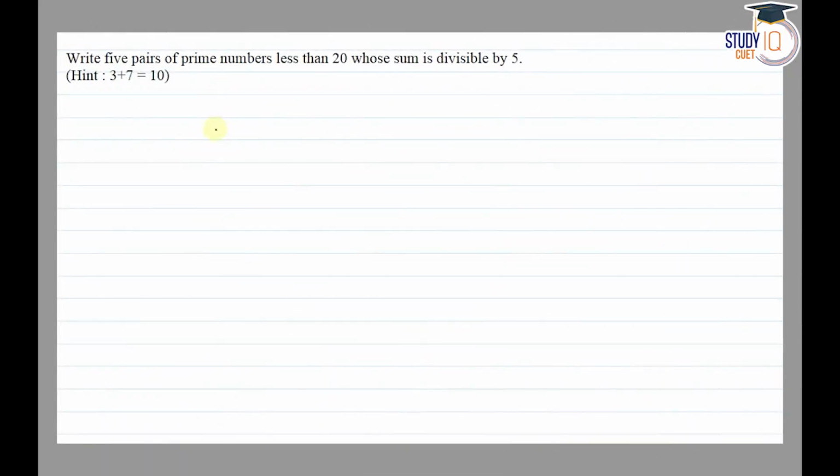Hello everyone, this question appears in the Class 6 NCERT chapter of Playing with Numbers. This is the 11th question of Exercise 3.2. The question says: write 5 pairs of prime numbers less than 20 whose sum is divisible by 5.